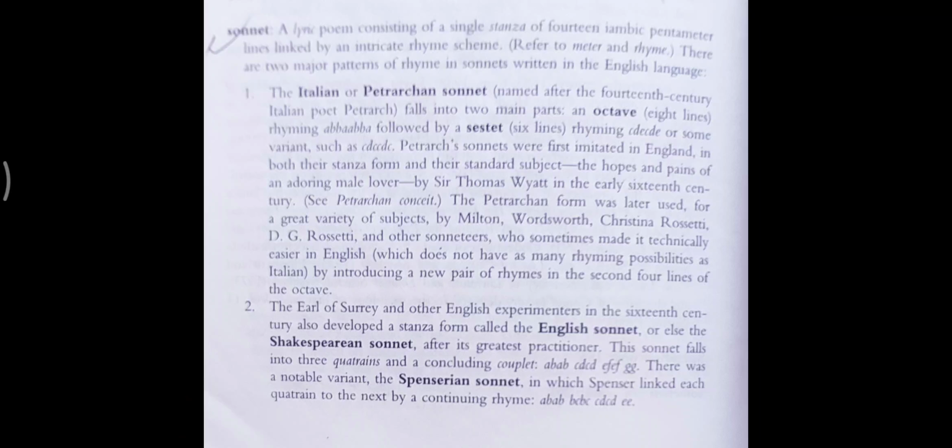This sonnet falls into three quatrains, meaning four lines in three stanzas, ending with a couplet, meaning ending with two lines. And the rhyme scheme of the Shakespearean sonnet is ABAB, CDCD, EFEF, GG. This notable variant was also further experimented with and derived by Edmund Spenser, and he brought a different variety by rhyming, and he used continuing rhyming.